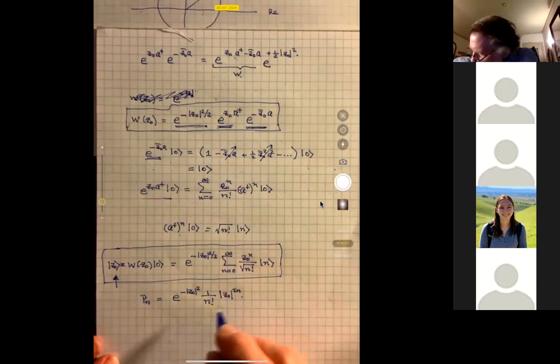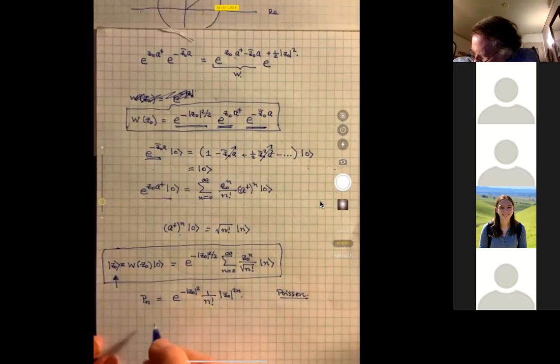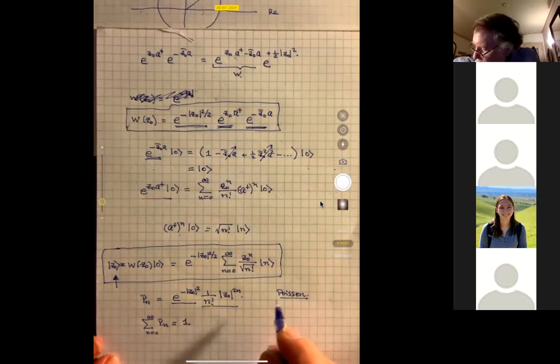And this is what's called a Poisson distribution. You can see that the sum on n equals 0 to infinity of these probabilities, P sub n, gives me this exponential prefactor multiplied by an exponential series, and they cancel each other out and give you just 1 for the total, which of course is what you have to have. So this is a characteristic. In statistics, it's called a Poisson distribution.